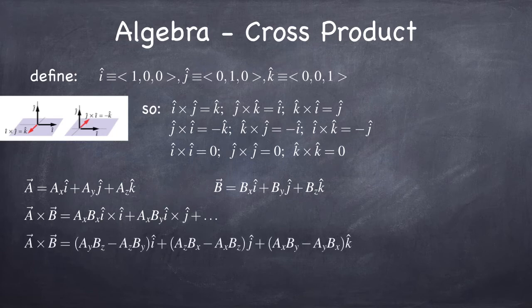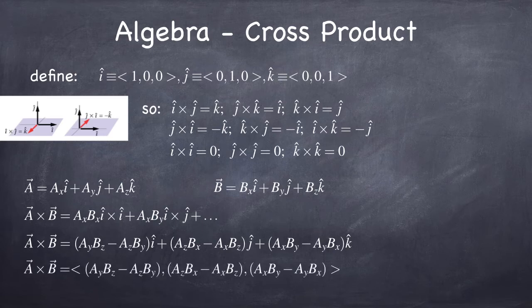And what you get is a fairly simple result, where the i hat, j hat, and k hat, or x, y, and z components of the cross product, are produced by the other components. For example, the x component has y and z components in it of A and B. The y component has z and x components of A and B, and so on. If A and B only have x and y components, in other words, they're in the plane of the page, then the cross product only has a z component because it has to be perpendicular to both of the vectors. And you can write that out in shorthand using the angle bracket notation in a similar way.